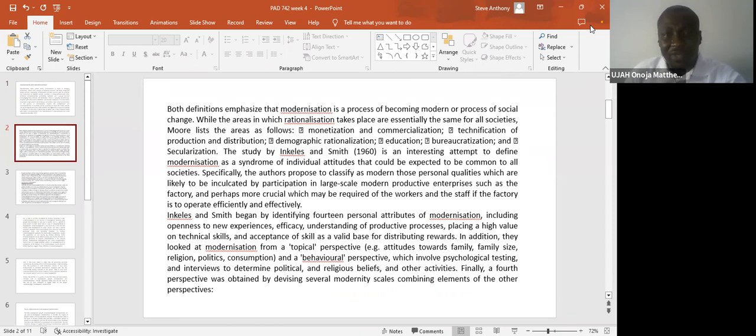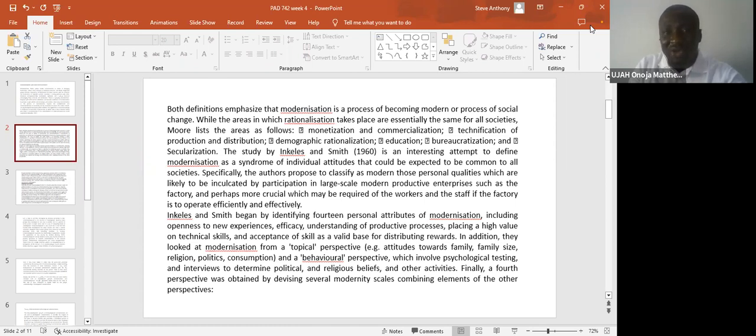While the areas in which rationalization takes place are essentially the same for all societies, Moore lists the areas as follows: monetization and commercialization. So his own idea of modernization as a concept reflects monetization and commercialization, which, if we go into the crux of political economy, monetization tends to be understood from the angle of injecting money as a value or as a means of exchange within an economic system. Commercialization reflects trade. So in other words, modernization also reflects improvement in the exchange of goods and services within an economy.